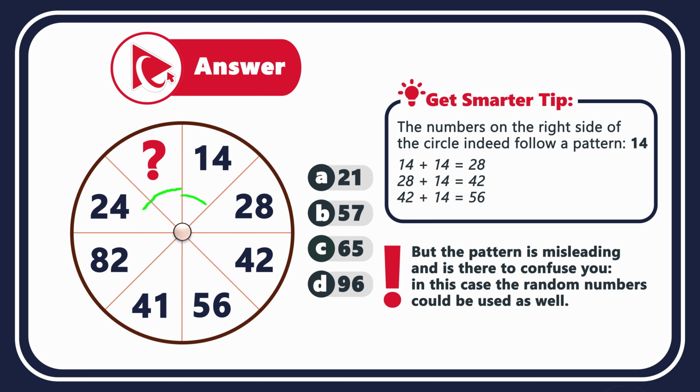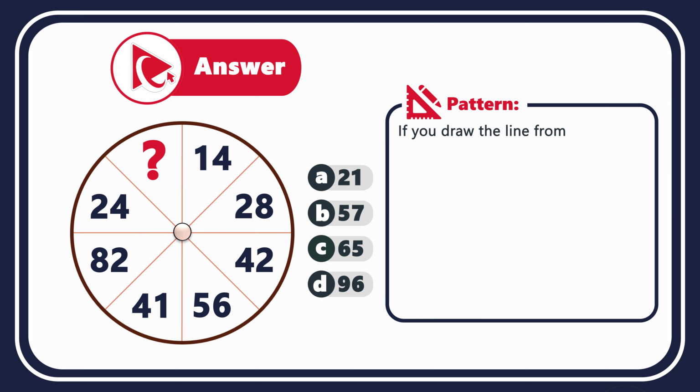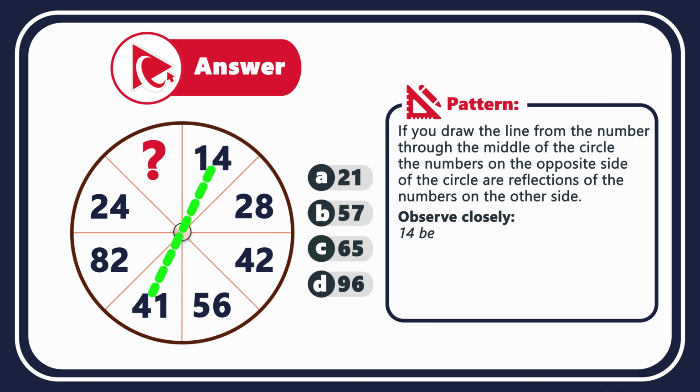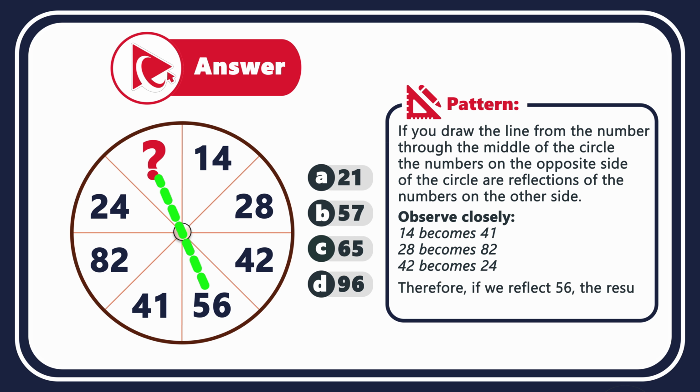Take a look at the circle in the middle. If you draw a line from the number through the middle of the circle, the numbers on the opposite side of the circle are reflections of the numbers on the other side. Let's take a close look. For example, 14 becomes 41, 28 becomes 82, 42 becomes 24, and 56 then becomes 65. So the correct answer here is choice C, 65.